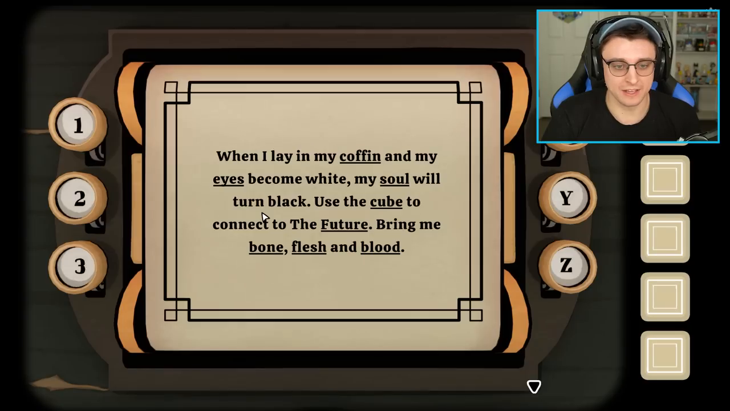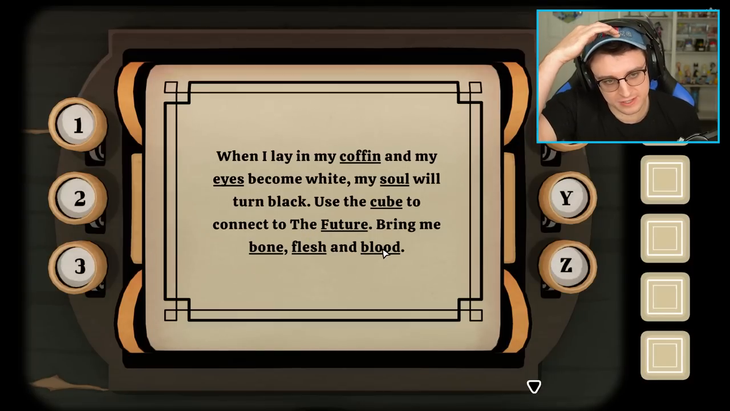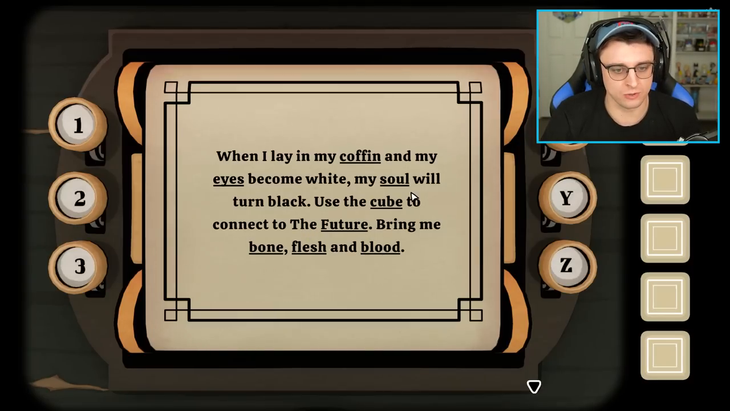All right, I got my next set of instructions, which is: when I lay in my coffin and my eyes become white, my soul will turn black. Use the cube to connect to the future. Bring me bone, flesh, and blood. So I said all those because they're underlined: coffin, eyes, soul, cube, future, bone, flesh, blood are all underlined.